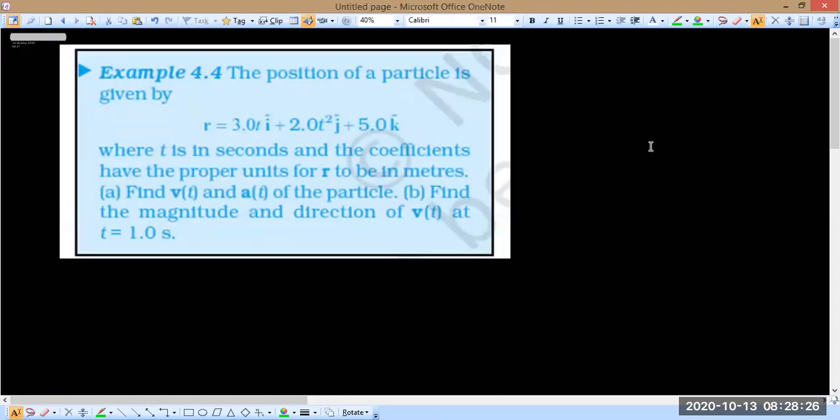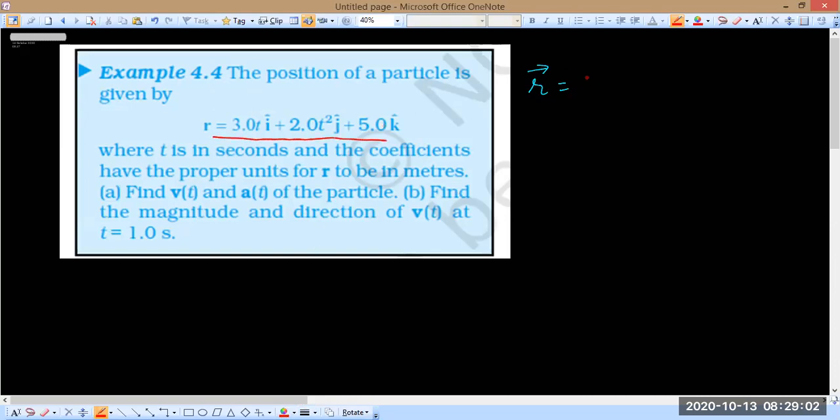Here, this is treachery because the chapter's name is motion in a plane, and here they have given it in 3D. Actually, this is not changing, so you could still say it is in a plane, but you just have to be careful. It doesn't matter whether r is in 2 dimensions or 3. So r vector is given. Position of a particle is given, and it is given by this vector.